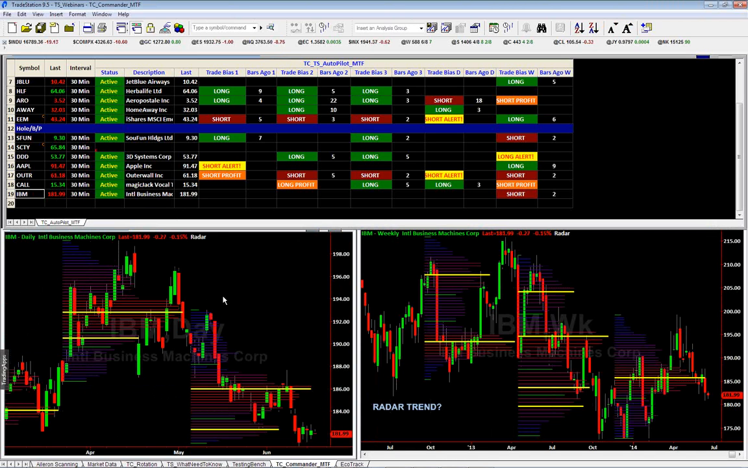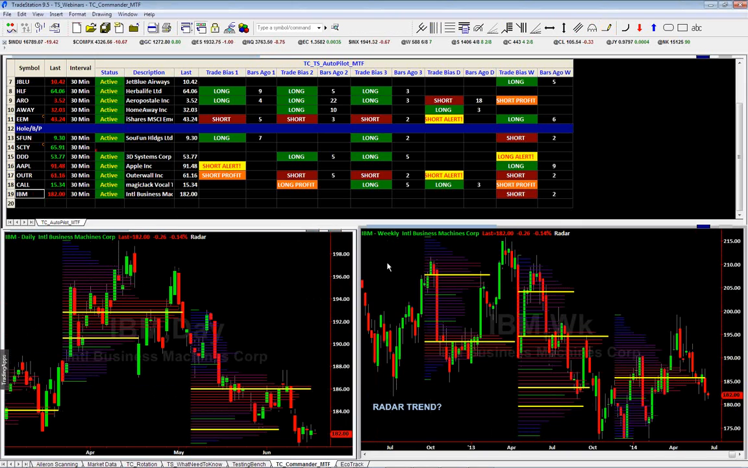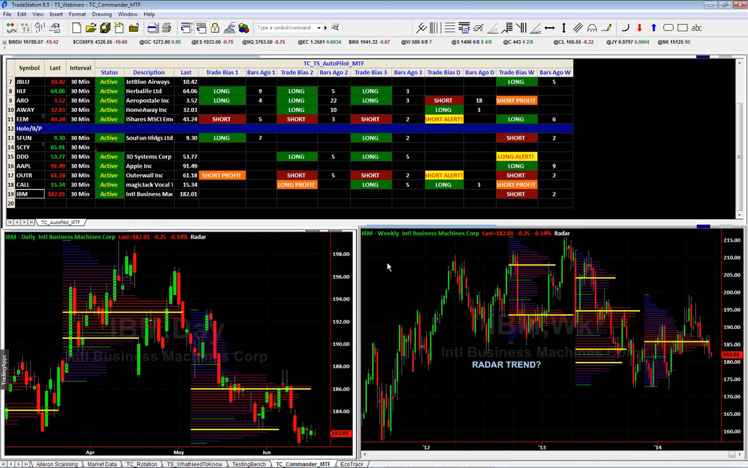Okay, let's look at the right side here. Let's look at the weekly now, and tell me something. Let me bring this a little bit differently. There are only 3 radars on here, but what's the radar trend? What's the trend of the radar here? Up or down? So the radar trend, is it up or down from what you're looking at here?